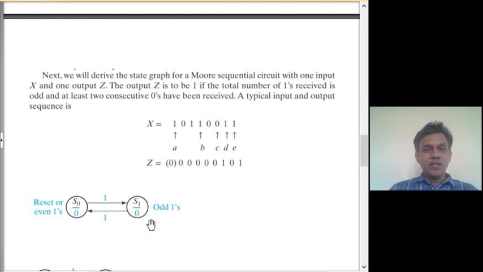The only change is that here we should have a 1. Now we should merge these two. We should go from this state graph to the other state graph based on the condition, that is 2 consecutive zeros. Now let us look at this input sequence.